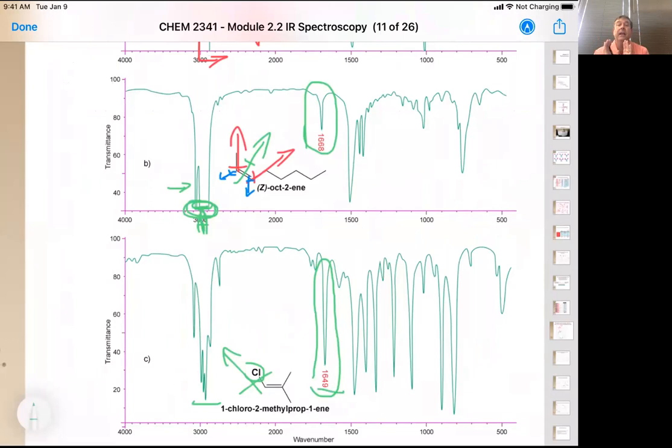And that's important to show you that that polarizability will affect the intensity of our carbon-carbon double bond peak in that 1600 to 1700 range. Also, we have our alkenyl hydrogens there. Questions on that?